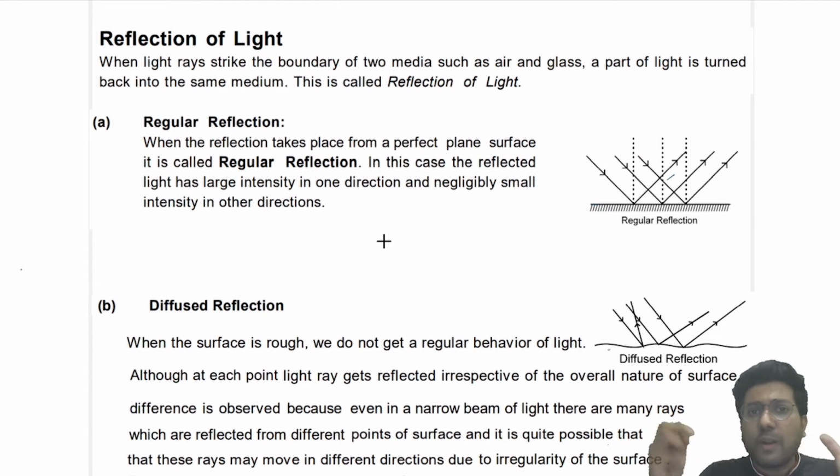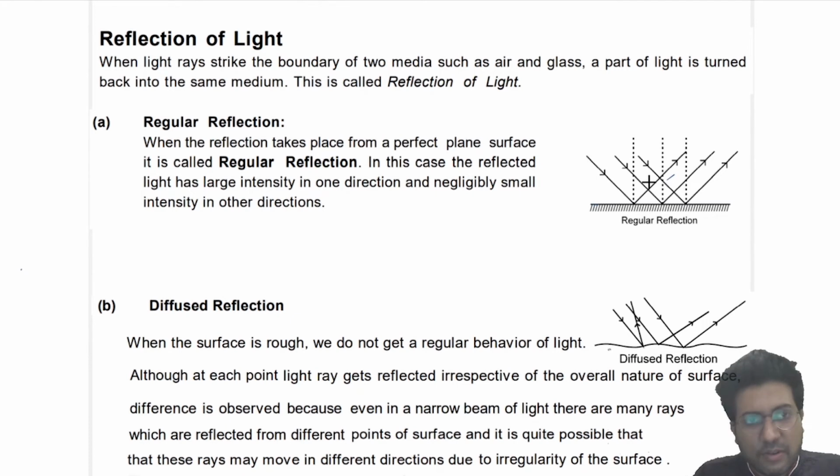Now, what is reflection of light? When light strikes a regular boundary, like a mirror or a polished surface, some part of this light turns back into the same medium. This phenomenon is called reflection of light. Now reflection can be of two types: one is regular reflection and the other is diffused reflection.